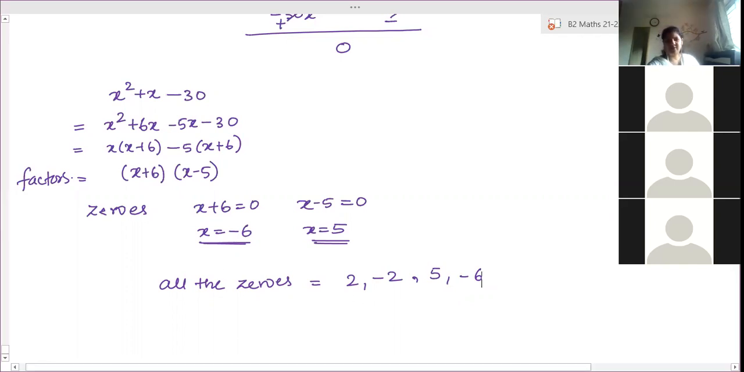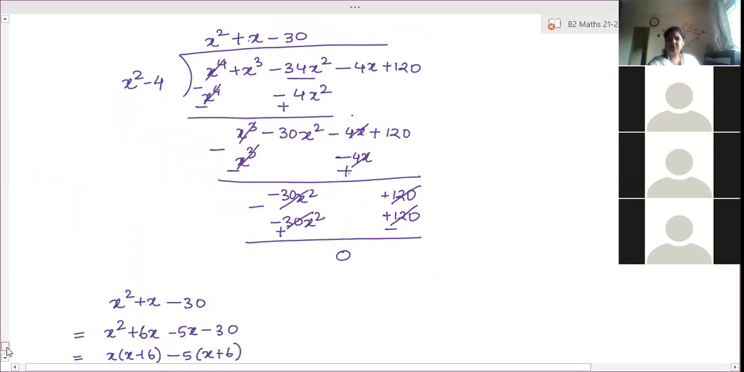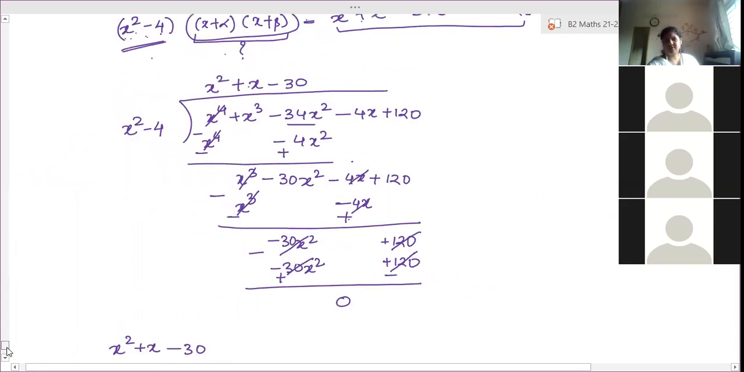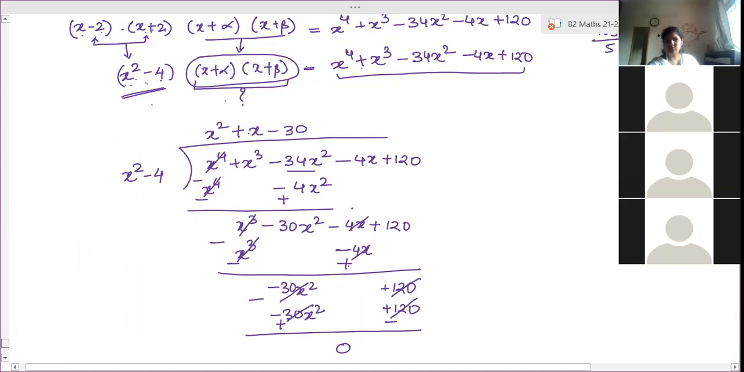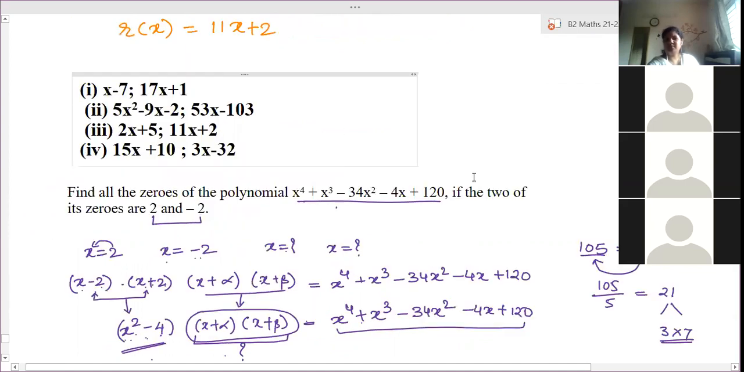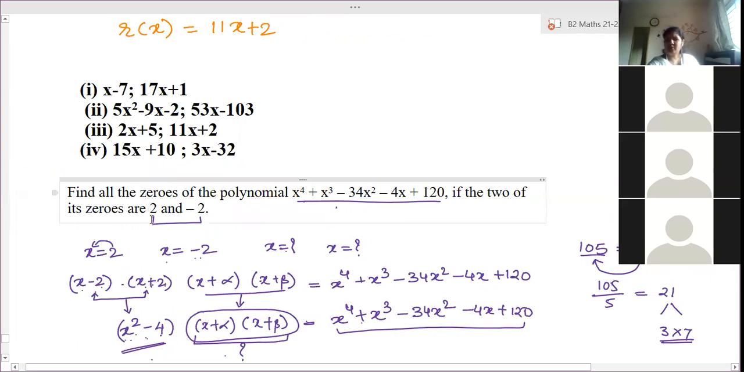Able to understand what is done here? To find out the remaining zeros, factorizing fully and finding the zeros: 2 zeros will be given. It is a biquadratic polynomial. You have to calculate the remaining 2 zeros. For that purpose, if these two are the zeros given, then find the factors. That means changing the position.